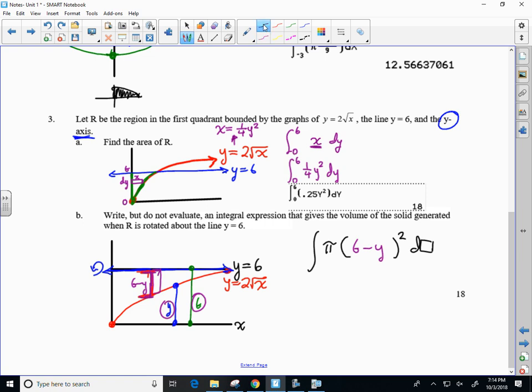But we're integrating with respect to x because the thickness is an x measure. Even though it's not on the x-axis, that doesn't matter. It's still a horizontal infinitesimal change, and that's a change in x. So dx. So I need my bounds. I'm going from 0, start here, end here.